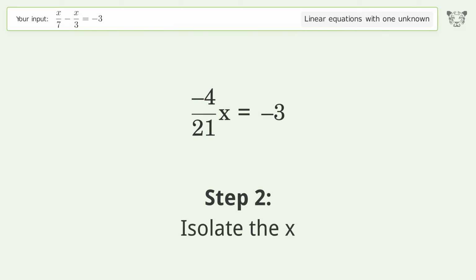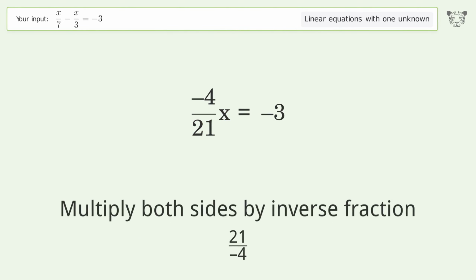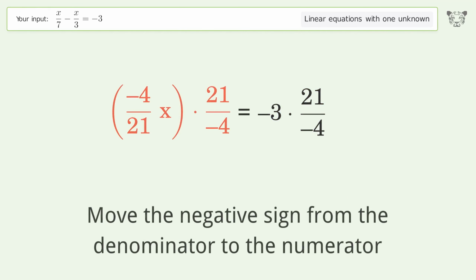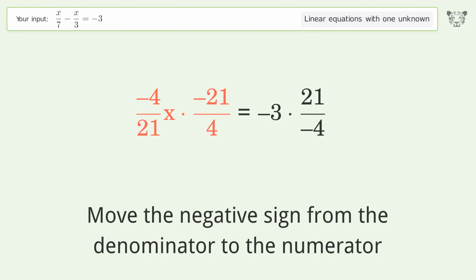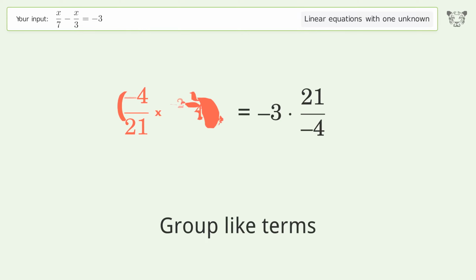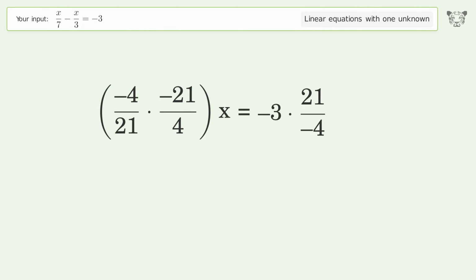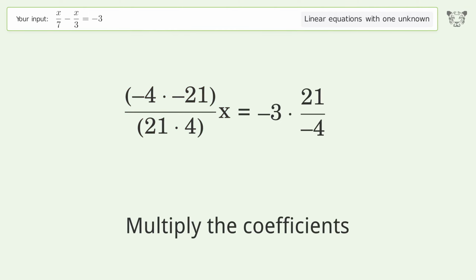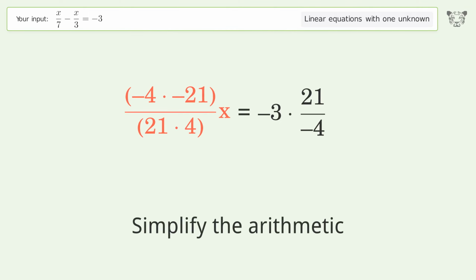Isolate the x. Multiply both sides by inverse fraction 21 over -4. Move the negative sign from the denominator to the numerator. Group like terms. Multiply the coefficients. Simplify the arithmetic.